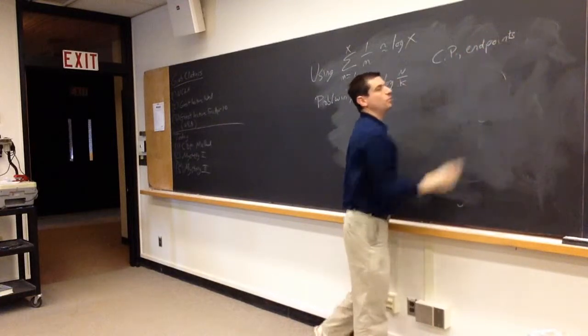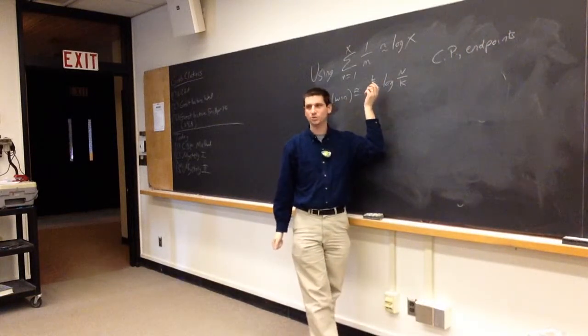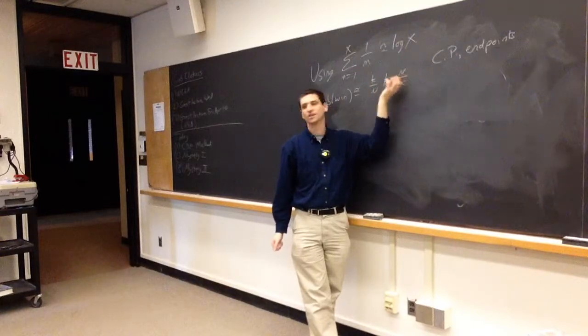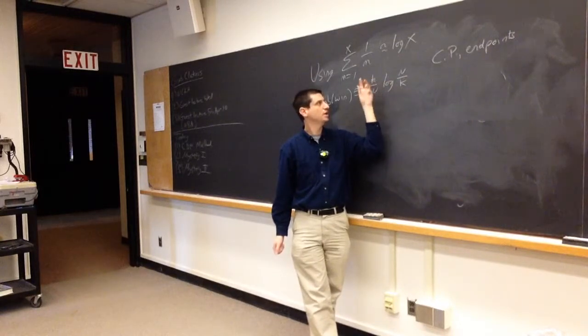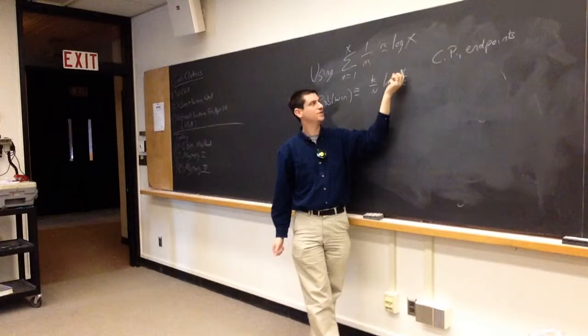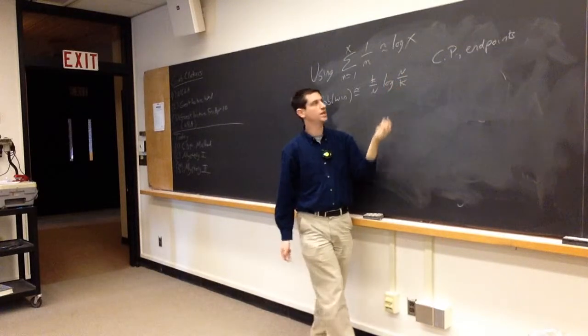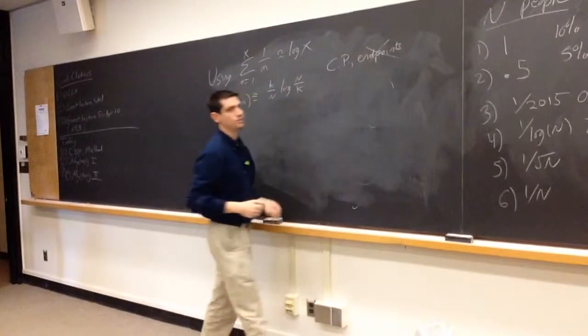Not surprisingly, the endpoints are foolish. If you take k equals 1, you've got 1 over n, which is very, very bad. Or maybe k is 0, I don't really care. If you take k equals n, then 1 over n is really good, but now you've got the log of 1, which is 0. So the endpoints will be out. So we have to take critical points.